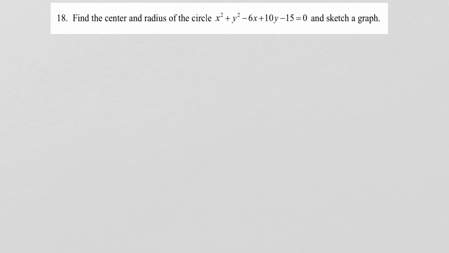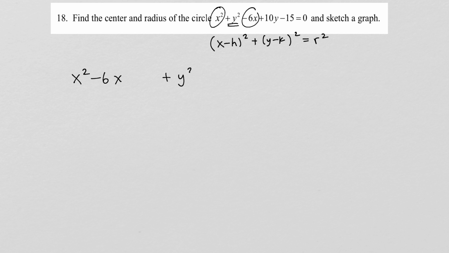Next, we want to find the center and radius of the circle given by this equation. So what we need to do, of course, is put this circle in standard form, which means it needs to look like this. To do that, I'm going to take my x terms and group them together, leave a little space, and then take our y terms and group them together, also leaving a little space. And the -15, I'm going to add 15 to both sides to move that over to the right-hand side.